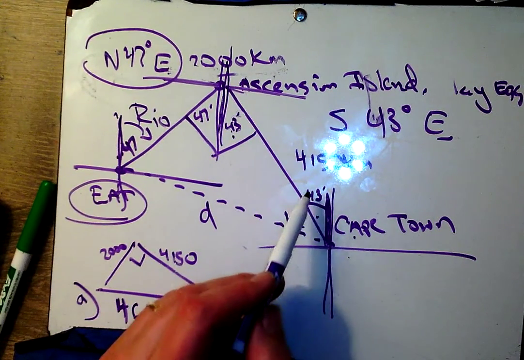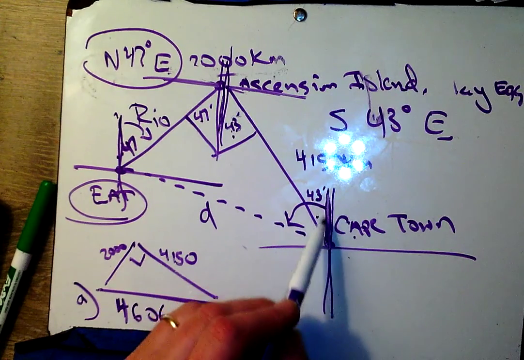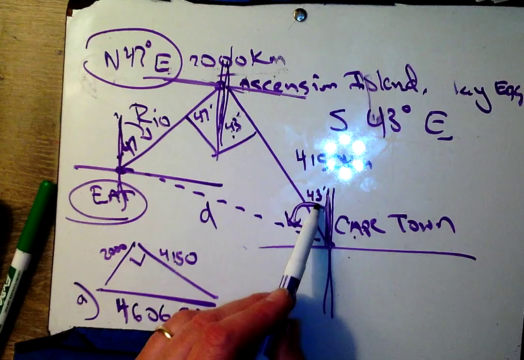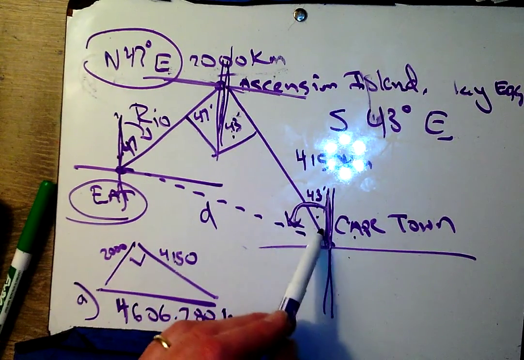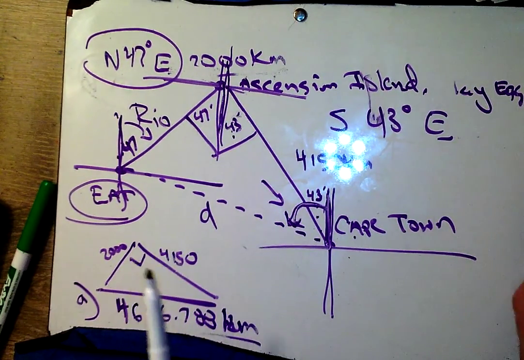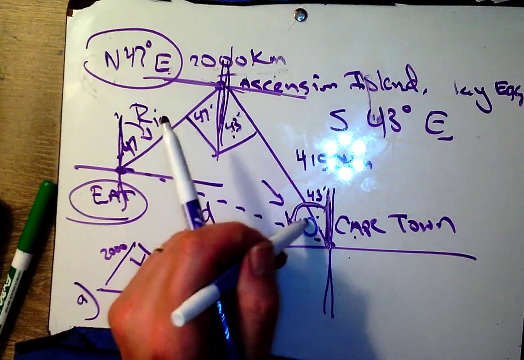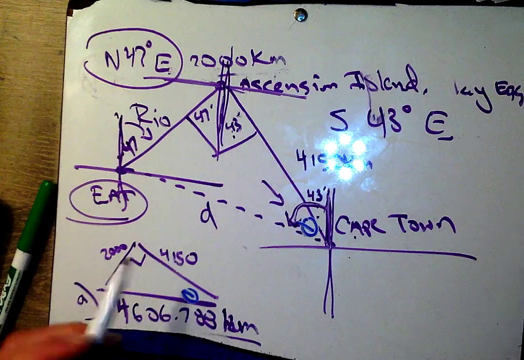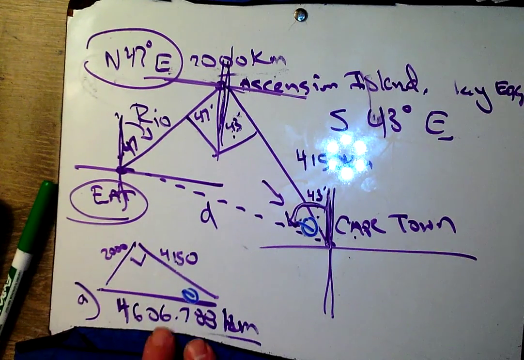But 43 degrees isn't my bearing angle, because I'm going to go north that many degrees. I've got this. That's 43. But what about this piece? Well, I need to find theta. Oh, well, no problem. You could use sine, opposite over hypotenuse, or cosine, adjacent over hypotenuse.